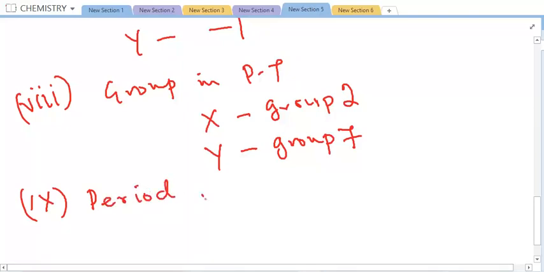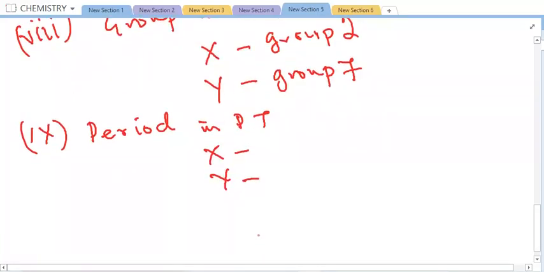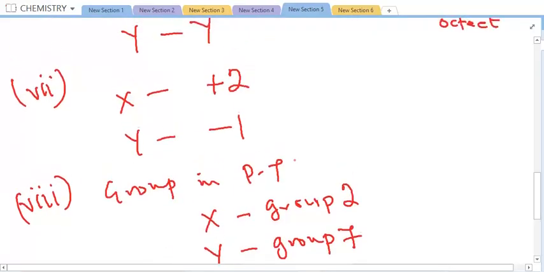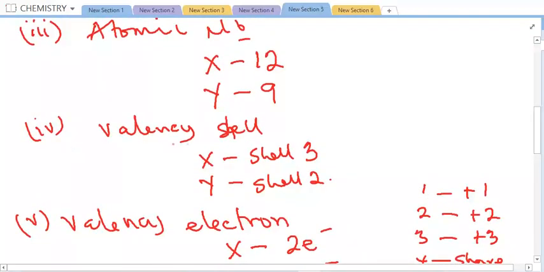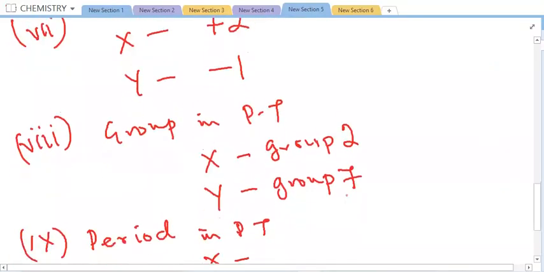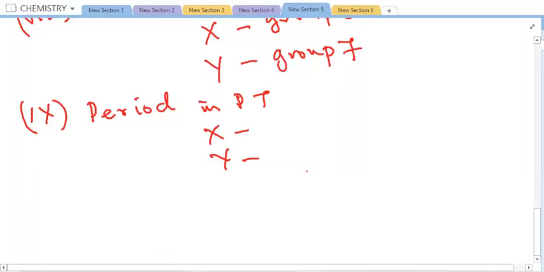Period in the periodic table for X and for Y. Now, the period to which an element belongs in the periodic table equals its valency shell. So what's the valency shell for X? The valency shell for X is shell 3. For Y, the valency shell is shell 2, meaning X belongs to period 3 and Y belongs to period 2.